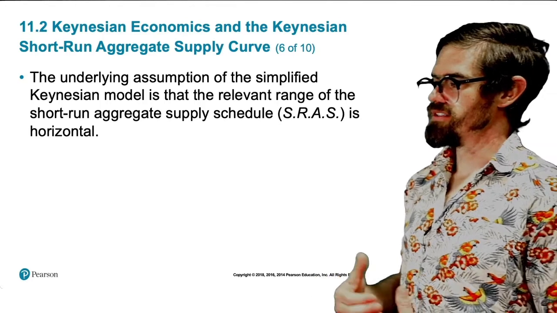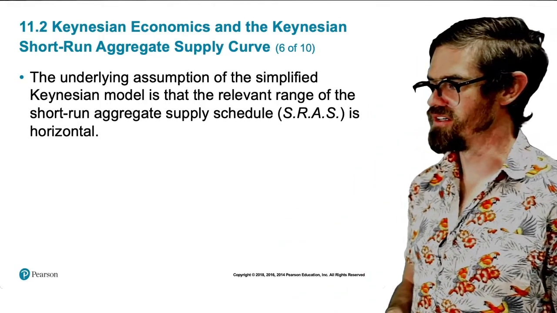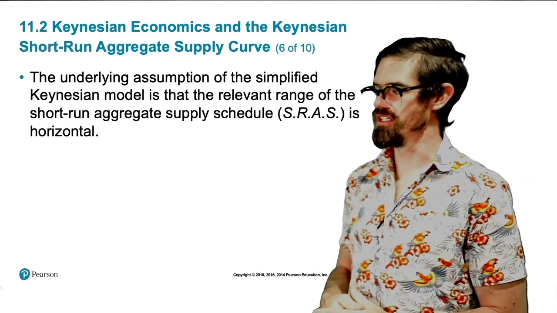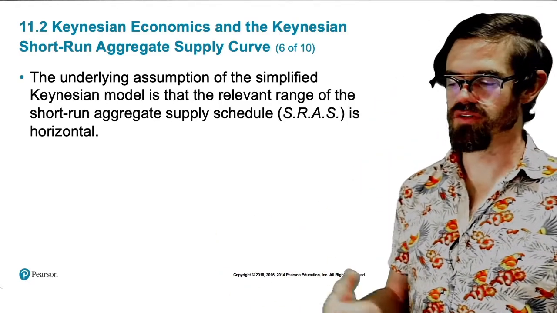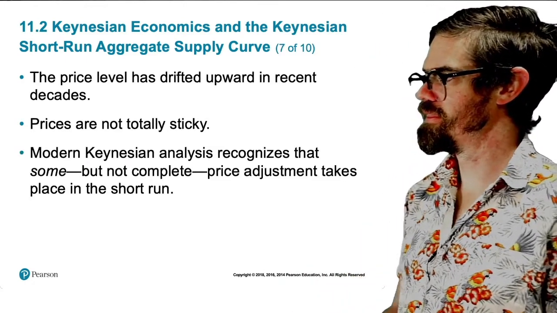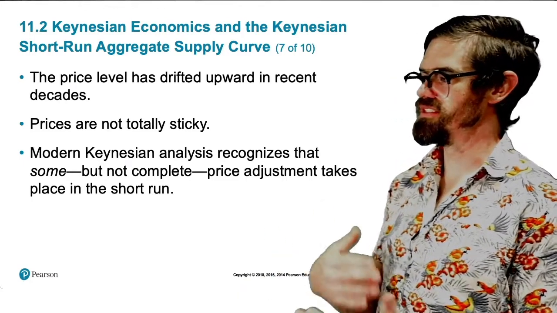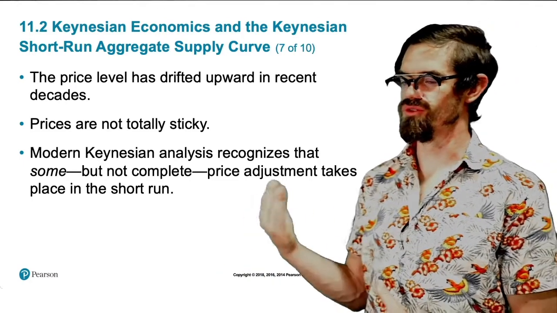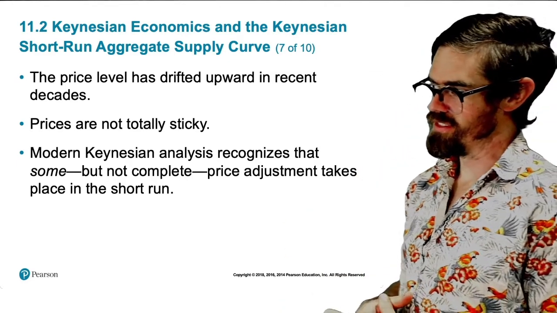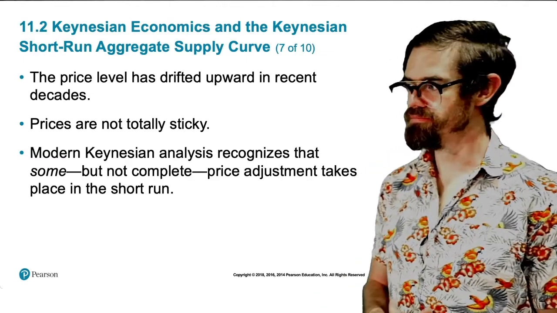Now, the underlying assumption of the simplified Keynesian model that we just saw is that the relevant range of the short-run aggregate supply schedule is horizontal, right? This perfectly flat short-run aggregate supply curve. But in recent decades, the price level has drifted upwards. And so what economists have come to realize is that prices are not totally sticky.